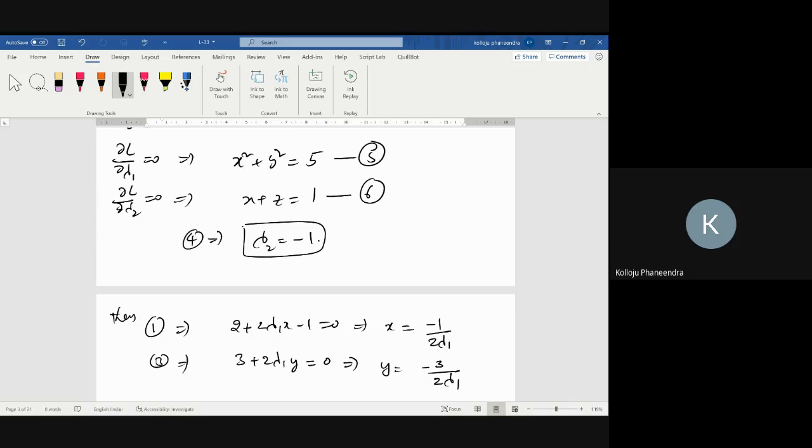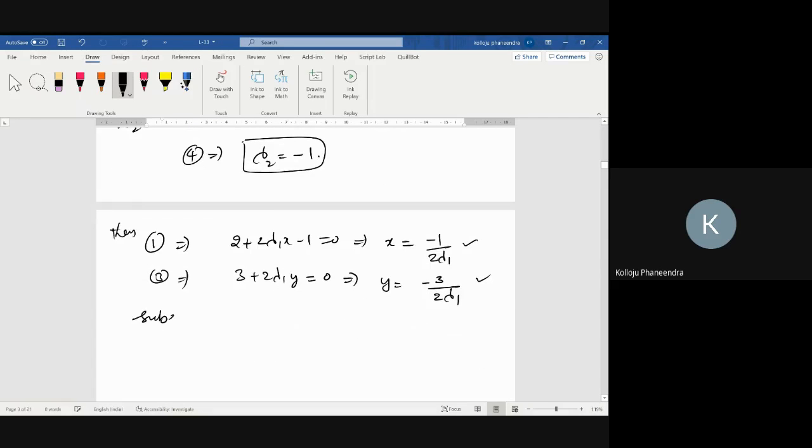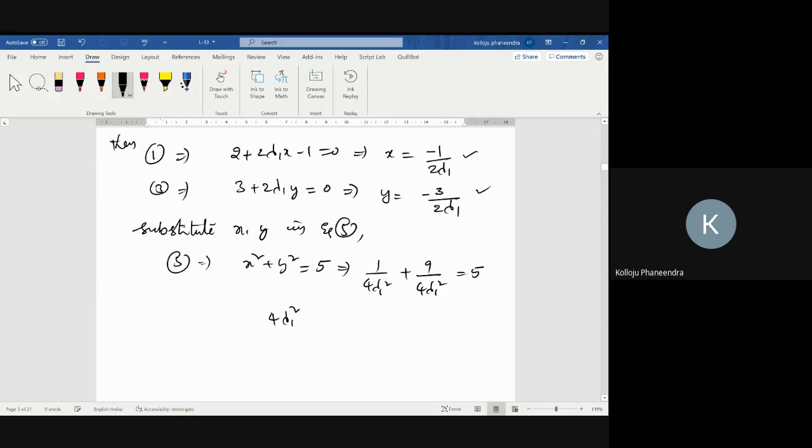Now I know x value, y value in terms of lambda 1. Let us substitute x and y in equation 5. So what is 5? x square plus y square equal to 5. This implies 1 by 4 lambda 1 square, you will get lambda 1 value now. 1 by 4 lambda 1 square equal to 5, right? So 4 lambda 1 square is the LCM, equal to 10 by 5, that is 2.